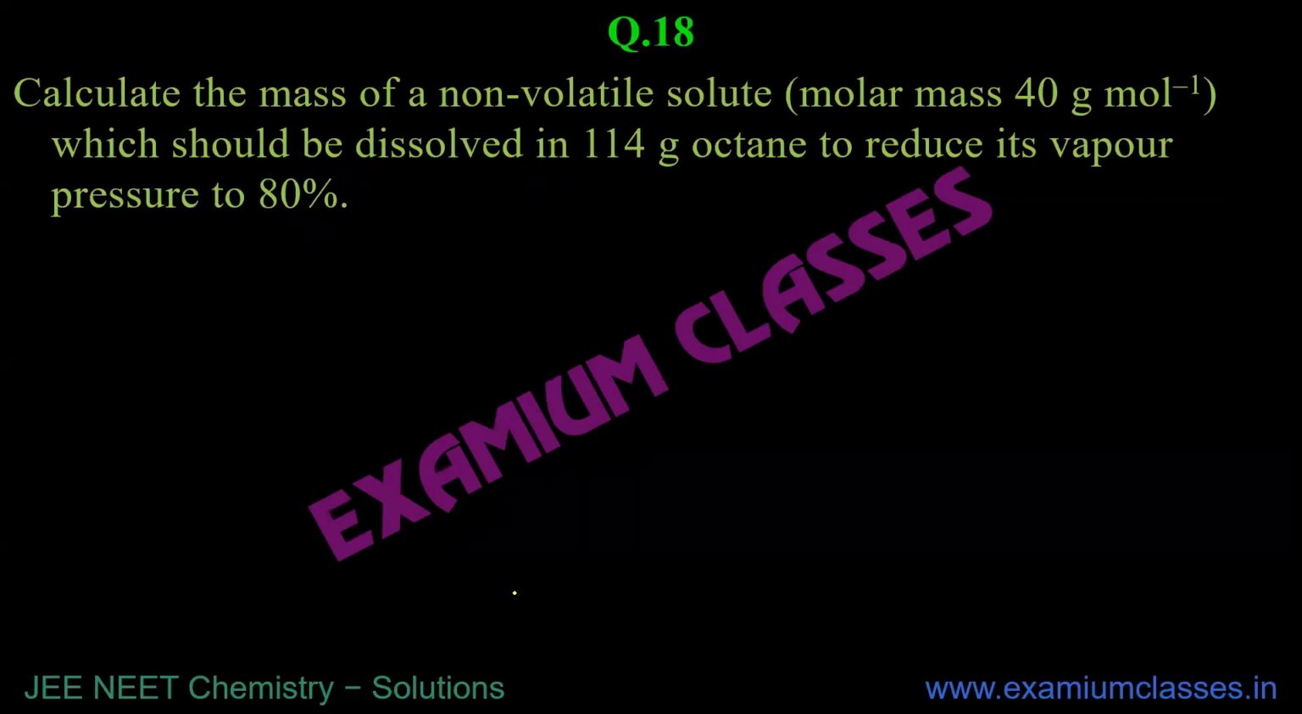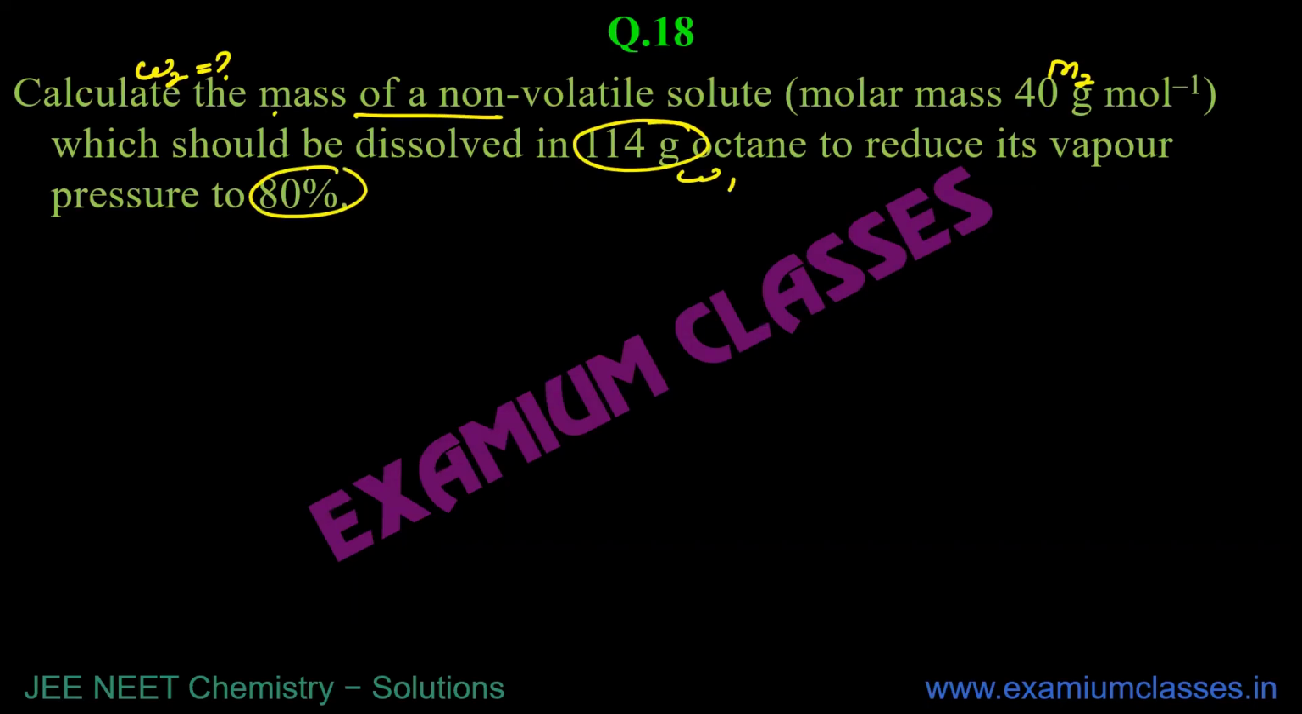The question is: calculate the mass of non-volatile solute. Molar mass is given, which should be dissolved in 114 grams of octane to reduce its vapor pressure. What is given? You just have to calculate the mass of solute, which means W2 has to be calculated. M2 is given. This is actually M2. It should be dissolved in W1 to reduce its vapor pressure by 80%, which means if you have P1 naught, P1 will be 0.8 P1 naught.